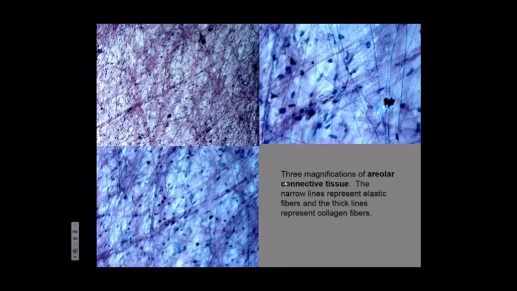Okay, now this is areolar connective tissue. You have the dark staining, or the light staining thick ones are collagen. The thin ones are elastic fibers, or reticular connective tissue. And all these dark spots in there are nuclei of white blood cells and a fibroblast that makes the connective tissue.